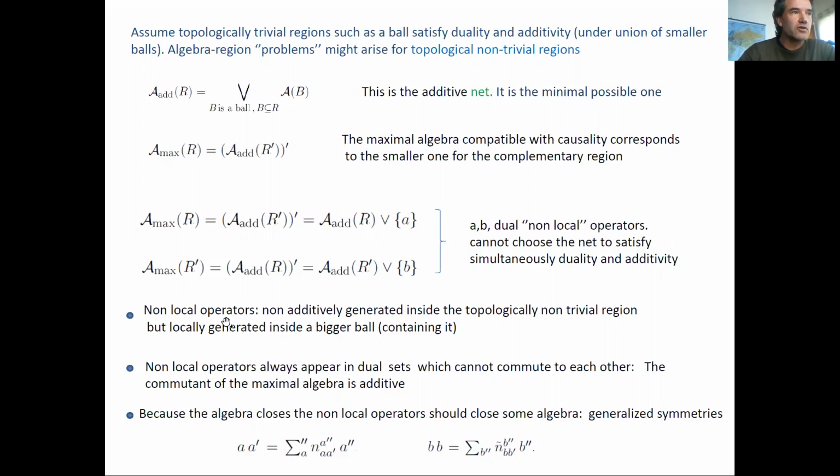It is important to realize that these non-local operators are non-additively generated inside the topologically non-trivial region, but in general are locally generated in the theory, in a bigger region that is topologically trivial. So in a bigger ball containing R, these operators will be locally generated. There is no problem in that sense.